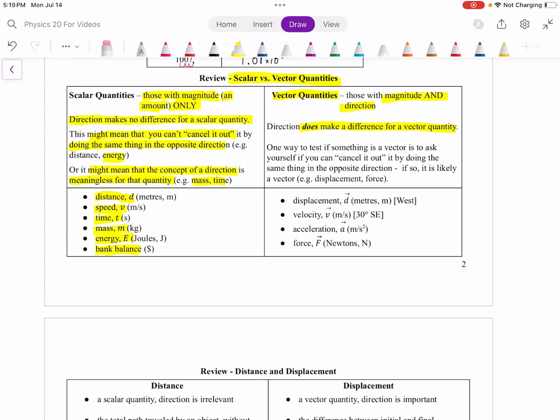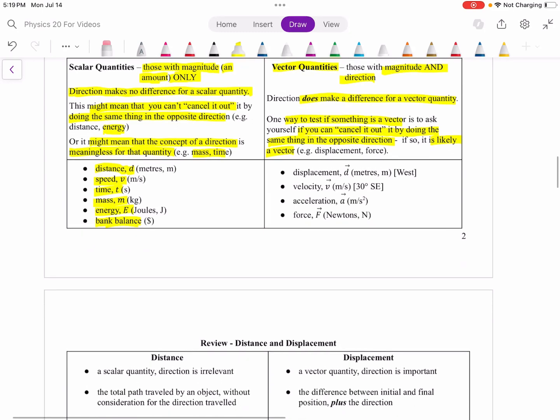So there's kind of like a test I sometimes think of, a way to test if something is a vector, is to ask yourself if you can cancel it out by doing the same thing in the opposite direction. And if so, it's probably a vector, right? So one example is force, pushing on something. If I push something to the right, and at the same time you're pushing just as hard on it to the left, well, that object isn't going to go anywhere because our two forces are canceling each other out, right?